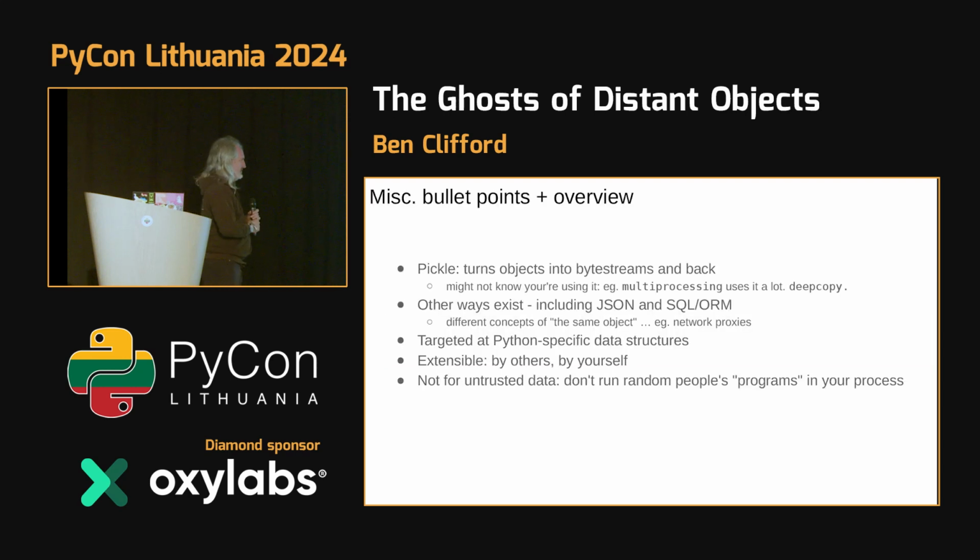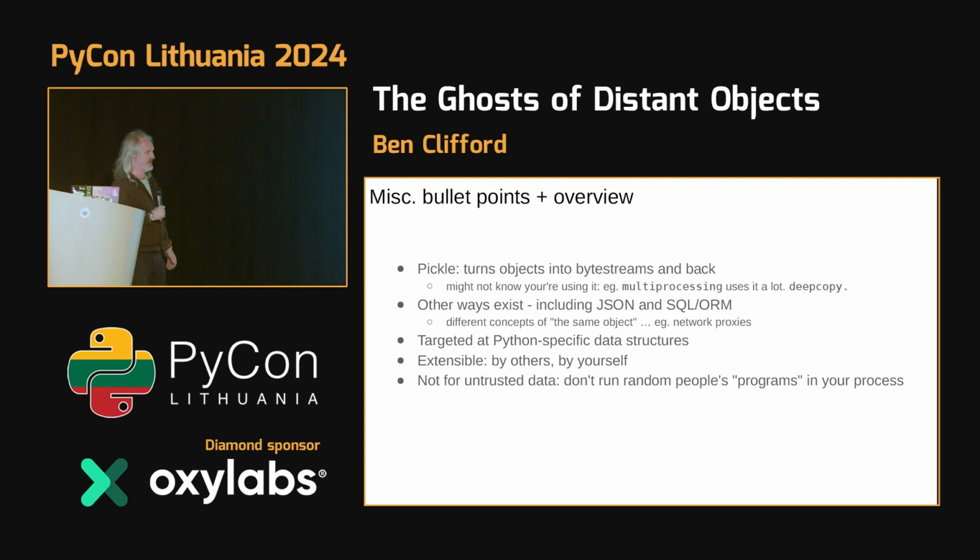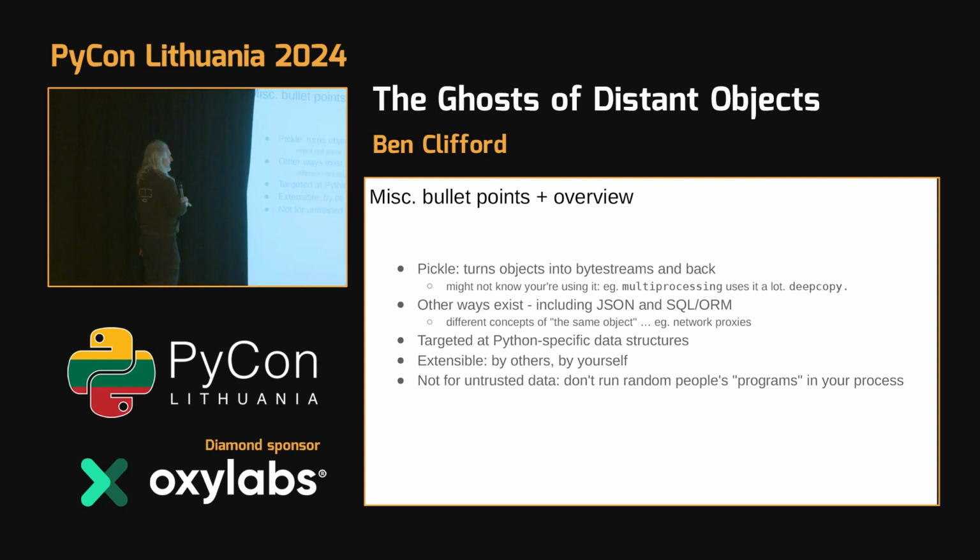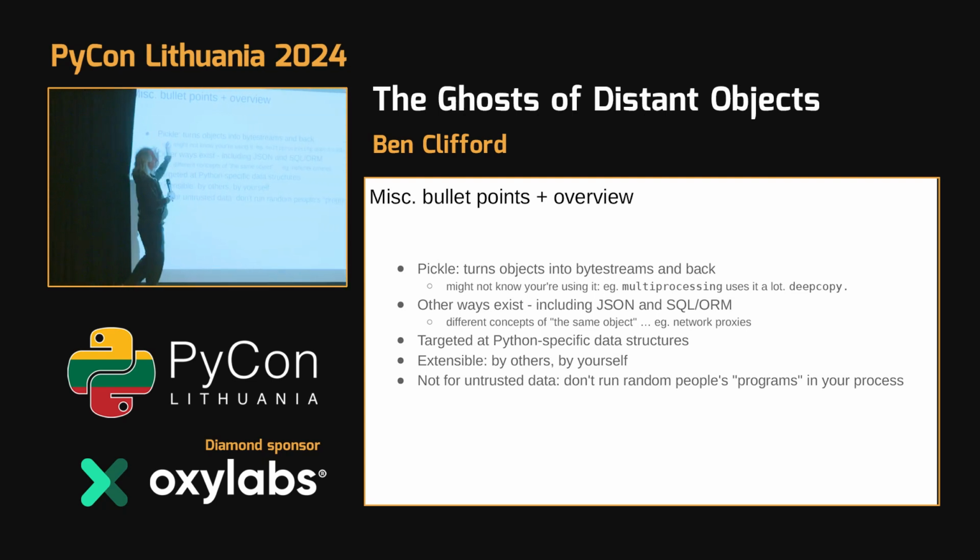So I'll come to the end now. My final slide, let's just do a summary. Pickle turns objects into byte streams. You can send those byte streams over the network. You can save them to disk. Whatever, you could put them in a QR code if you wanted to do something really weird. There's other ways you can do it. The 2 big ones I presented are JSON and SQL.